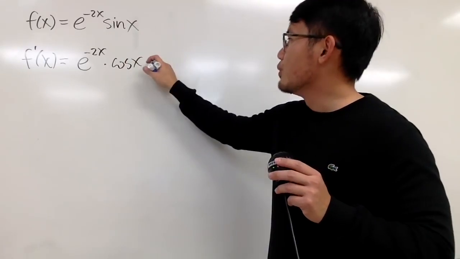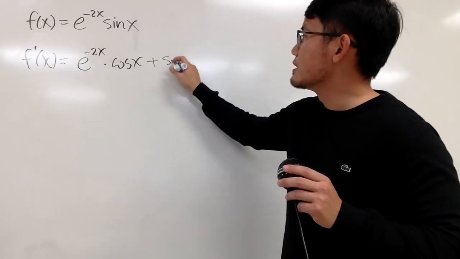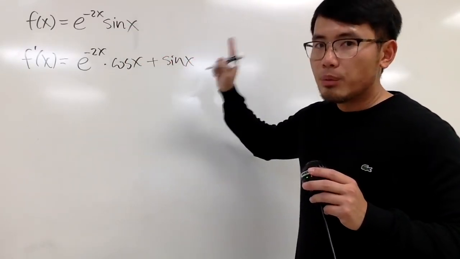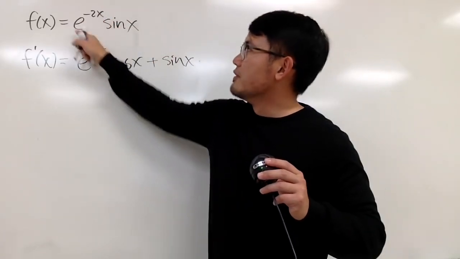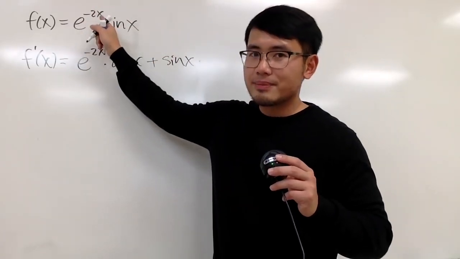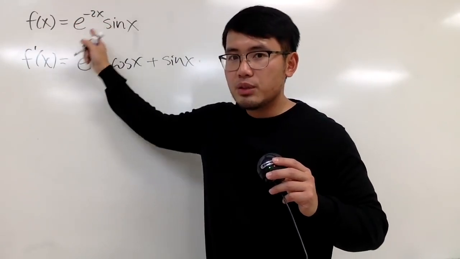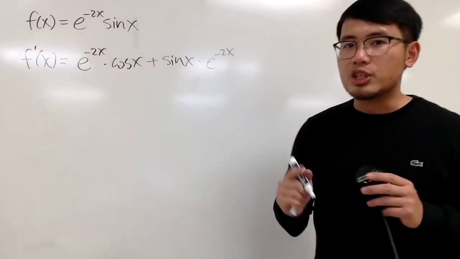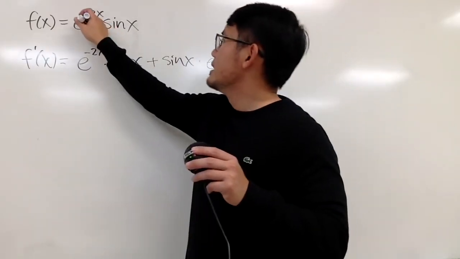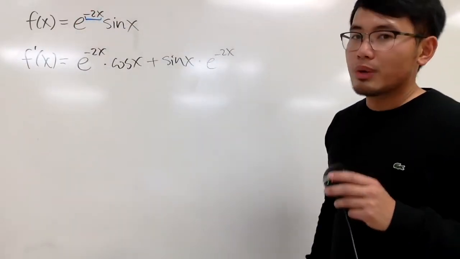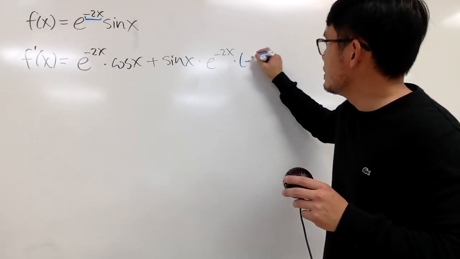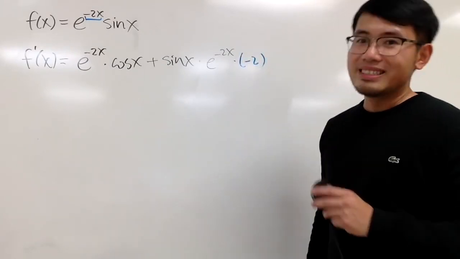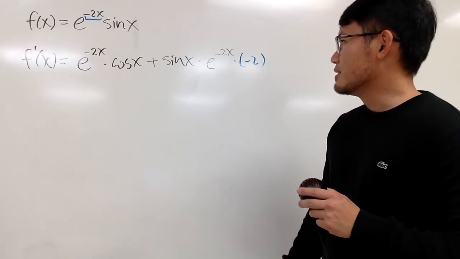And then we are going to add the second function, which is sine x, and we multiply by the derivative of e to the negative 2x. Well, the derivative of e to the something, first you repeat that. But the chain rule says we have to multiply by the derivative of negative 2x, which is just negative 2. So let's put it down right here. So this is it. And then the rest is just we clean things up.